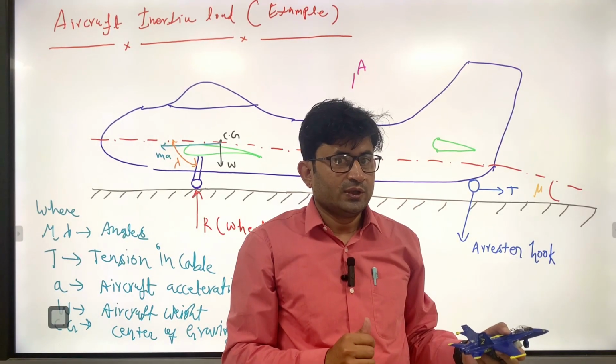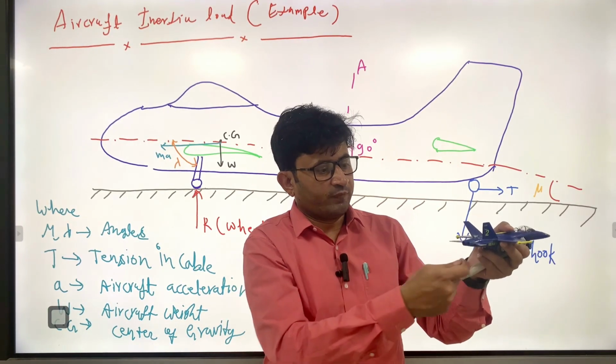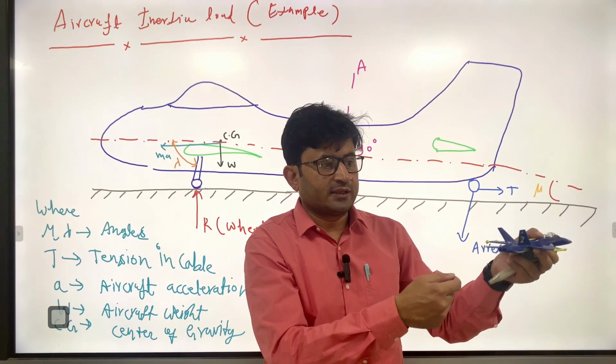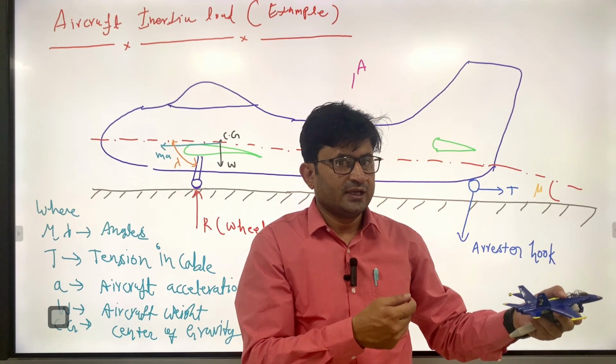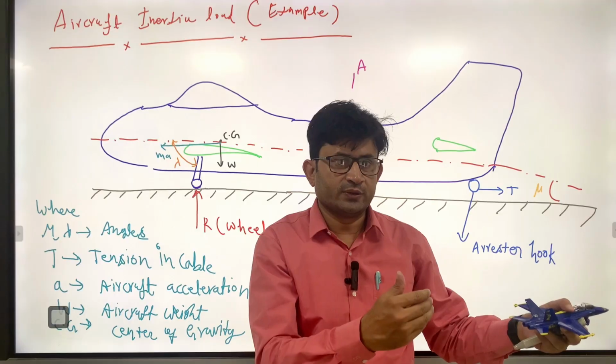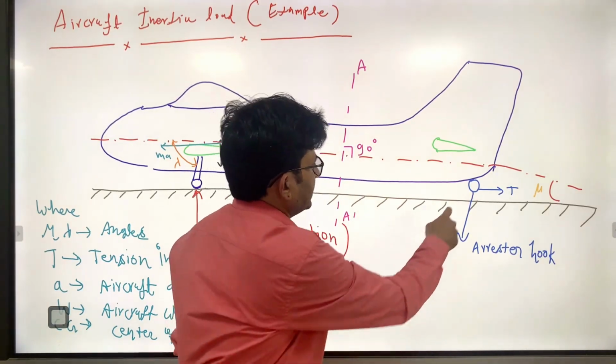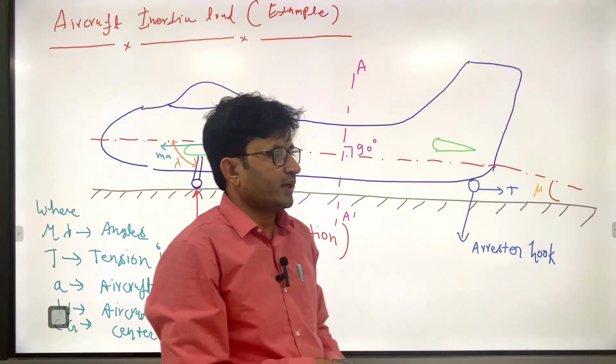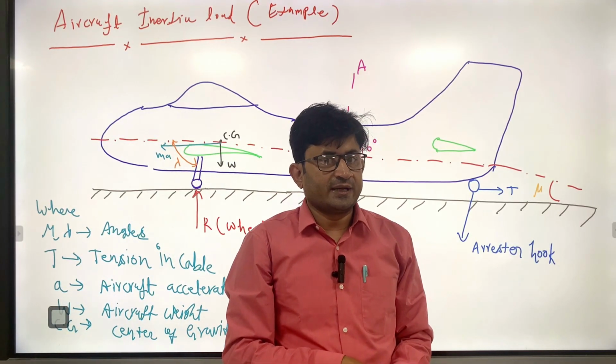So what we will do? You can see that the rope will be put on the hook that will provide the resistance, and this way you can actually stop there. You can see the arrestor hook is there. So I request you go and see how the ship deck landing is performed.